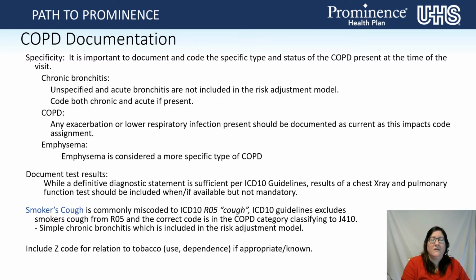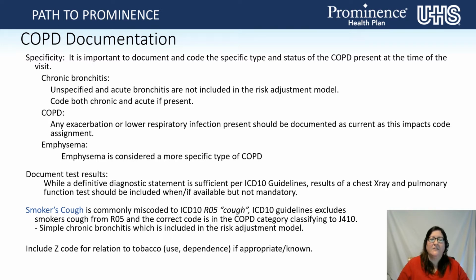Same goes for COPD. Any exacerbations or lower respiratory infections that are present at the time of the visit should be documented as current because it will impact code assignment. And the same with emphysema. Emphysema is just considered a more specific type of COPD. So if you were to look at an umbrella and the umbrella is named COPD, under that umbrella you have your emphysemas and you have your chronic bronchitis. So just get as specific as you can with the diagnosis terminology in the progress note.